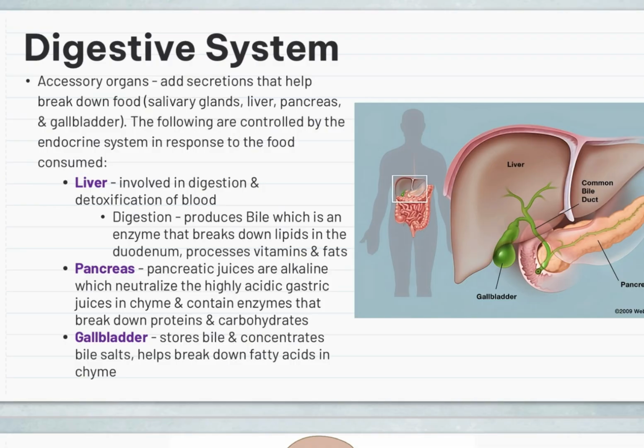Our pancreas excretes pancreatic juices, which are alkaline, and they neutralize the highly acidic gastric juices in chyme, and contain enzymes that break down proteins and carbohydrates. And then our gallbladder stores the bile, concentrates bile salts, and helps break down fatty acids in the chyme.